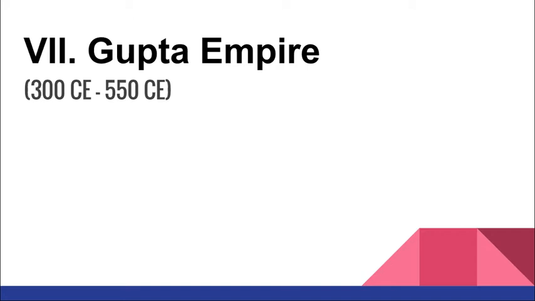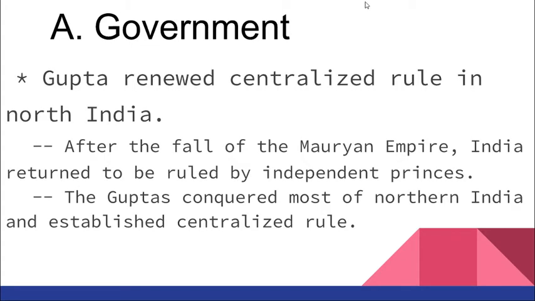But then around 300 CE, we see a rise of a new empire called the Gupta Empire. And this is what we call the Indian classical golden age, right? The golden age of India. So we see a new central authority rise to power, and this is known as the Guptas. And basically, the Guptas establish centralized rule, but they're not really all that centralized, right?